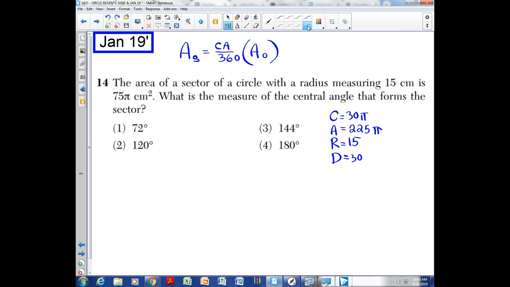Okay, well, and they've given me the area of the sector. So let's substitute all the information in and see what we can do. So we have the area of the sector, which is 75 pi, is equal to the central angle, which we're looking for in this problem, so I'll make it an x, over 360 degrees, times the area of the whole entire circle, which we now know is 225 pi.